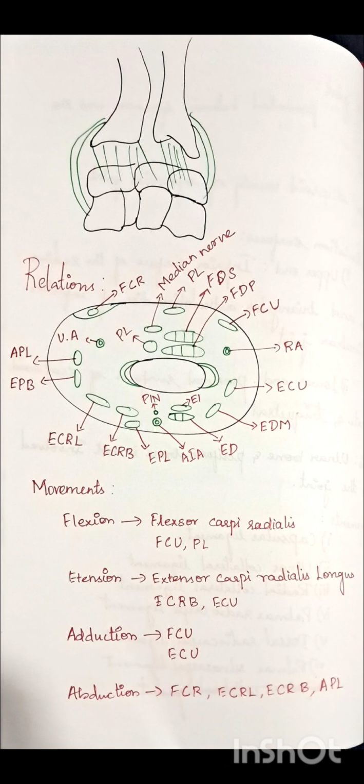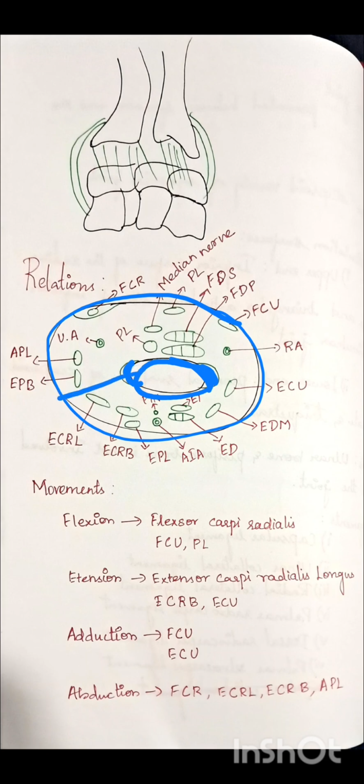Coming to the relations, this is the radius bone, the articulation surface of the radius bone. In the radius bone we have the lateral ligament and medial ligament. Okay, so coming to the relations, first we will see the posterior relations as well as the lateral and medial. Coming to the lateral relations, we have first a compartment of the extensor retinaculum.